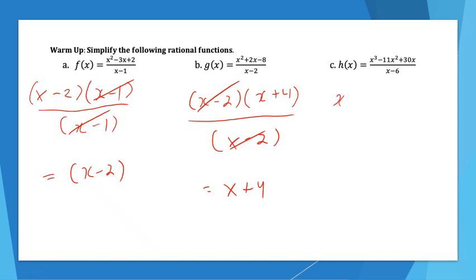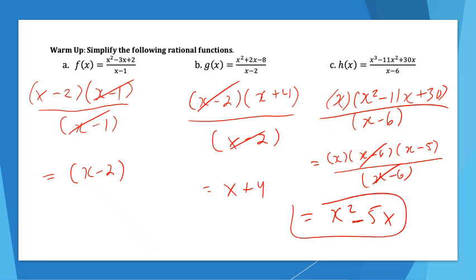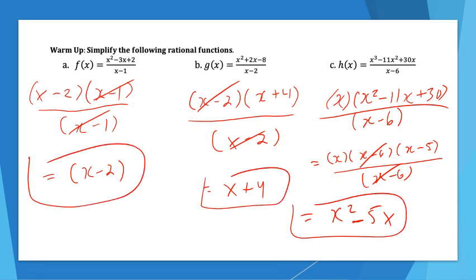And here we have an x, factor that out of the trinomial first. So x squared minus 11x plus 30 all over x minus 6. We can even factor this a little more into x minus 6, x minus 5, all over x minus 6. You can cancel those out, and you're left with x squared minus 5x when you distribute that x. And those should be how we simplify by factoring and canceling out common factors.